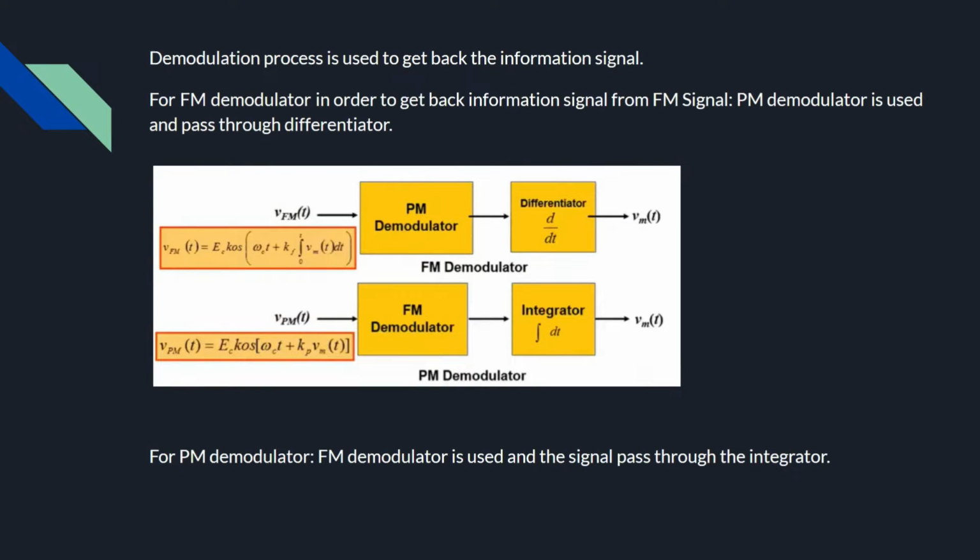Demodulation process is used to get back the information signal. For an FM demodulator, in order to get back the information signal from the FM signal, a PM demodulator is used and the signal passes through a differentiator. For a PM demodulator, an FM demodulator is used and the signal passes through an integrator.